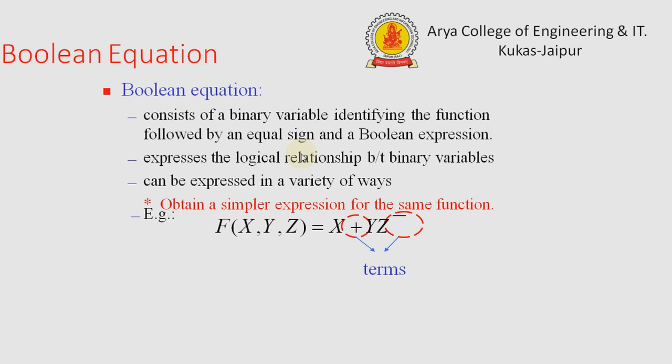So what exactly is a Boolean equation? It consists of a binary variable identifying the function followed by an equal sign and a Boolean expression. It expresses the logic relationship between binary variables, and it can be expressed in a variety of ways. Here we can obtain a simpler expression for the same function. So here it is F(x, y, z), where x, y, z are the variables of the function, and the term is x plus y z complement.